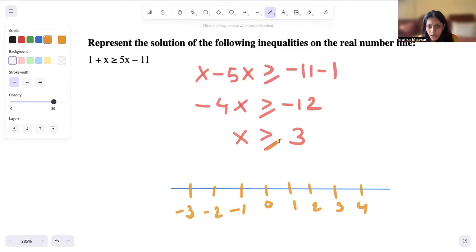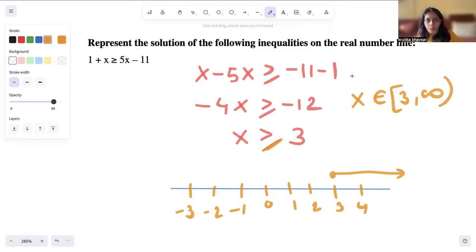Now there is an equality sign, and just a quick recap, if there is an equality sign, we have a closed bracket. That is, we have colored the dot. So it's not hollow, it's filled. And x is all the values greater than or equal to 3. So it goes beyond 3, right? So this was the solution. And if I write it in another way, 3 is included, so closed bracket, and it goes to positive infinity, and therefore the bracket is open.